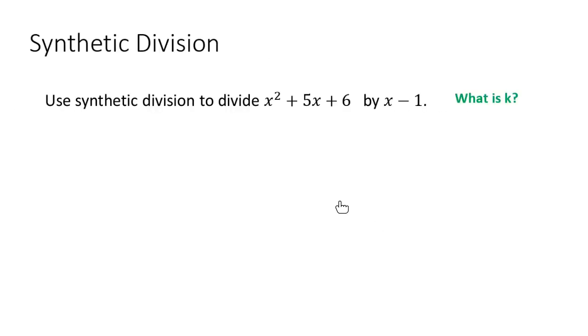Okay, so let's start off by first identifying what K is. So if you take a minute, put down what you think K is in the chat, and then we'll continue from there. So remember that your form has to be x minus some number. So what would K be in this case?